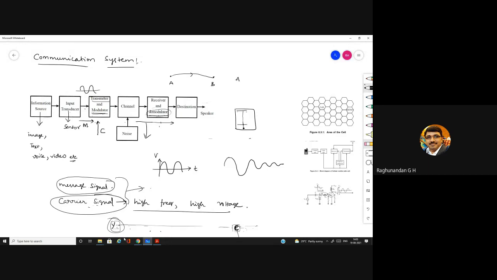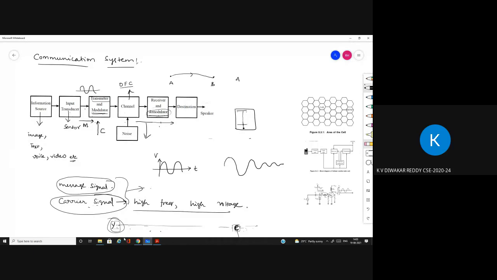To this, the message signal will be mixed and fed using the transmitter. We'll be feeding it to the channel. The channel might be wired or wireless. If you take a wired channel, nowadays we are using optical fiber cable. As you know, optical fiber cables work on the principle of what? How does the signal transmit in optical fibers?